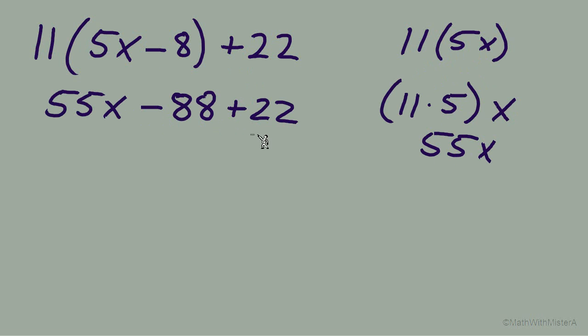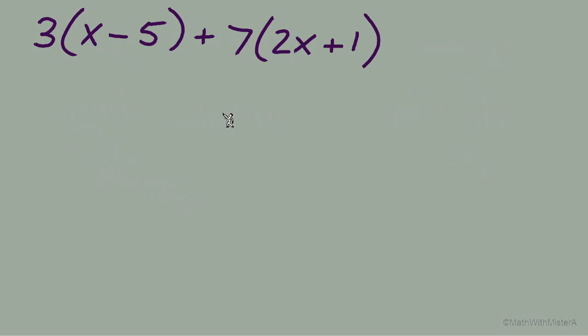Next, we are combining our numbers. Negative 88 plus 22 would be negative 66. The 55x is the only term that has the variable x. So we're left with 55x minus 66.